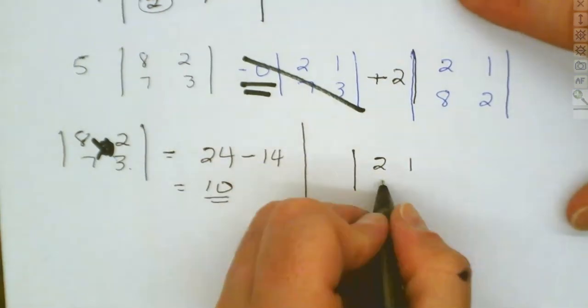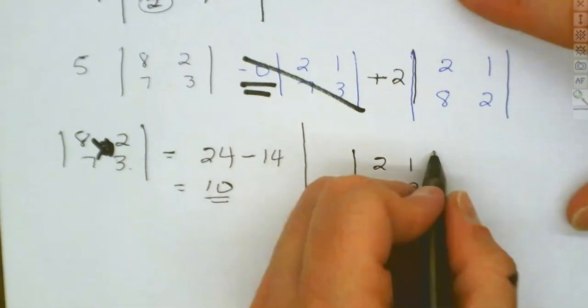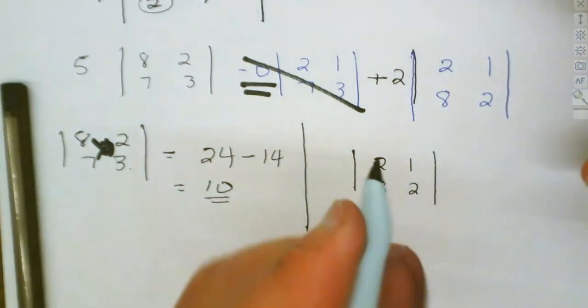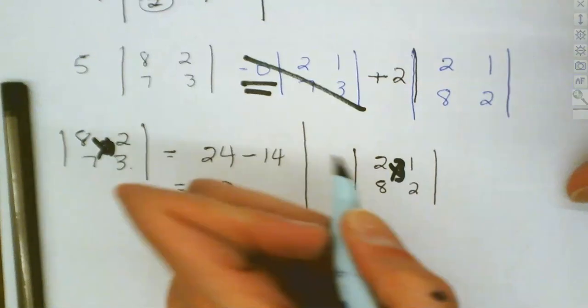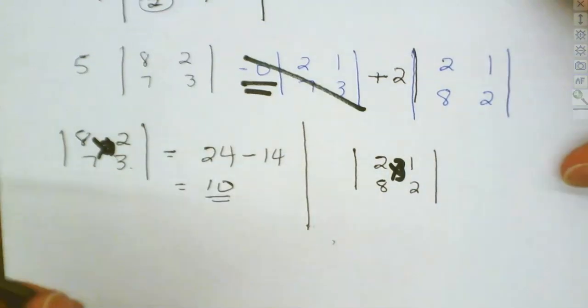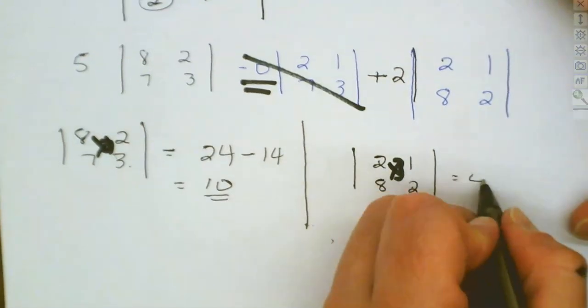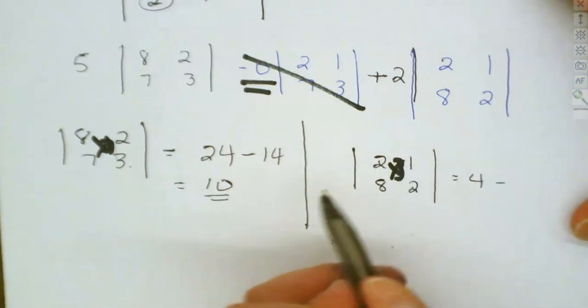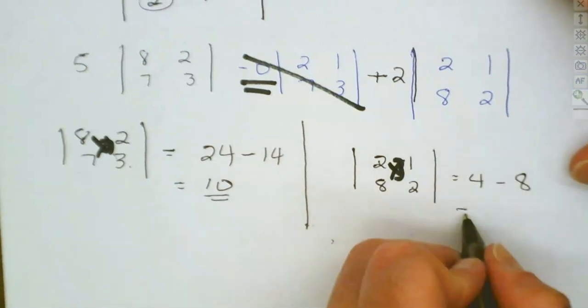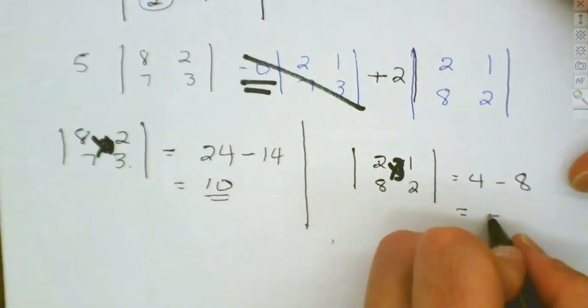Next determinant. 2, 1, 8, and 2. Cross again. So 2 times 2, 4, minus 8 times 1, which is an 8. 4 minus 8, that's a minus 4.